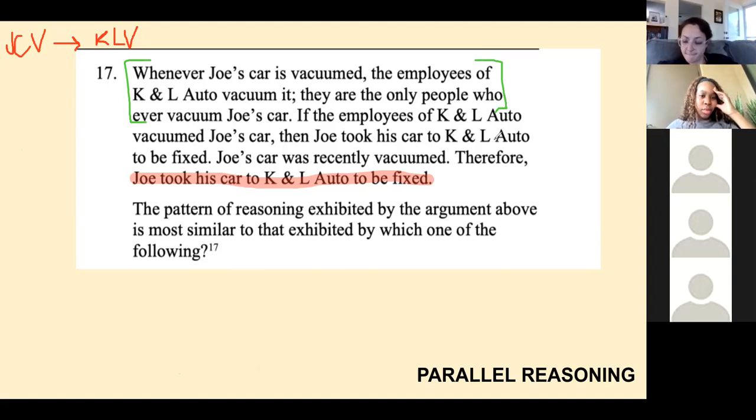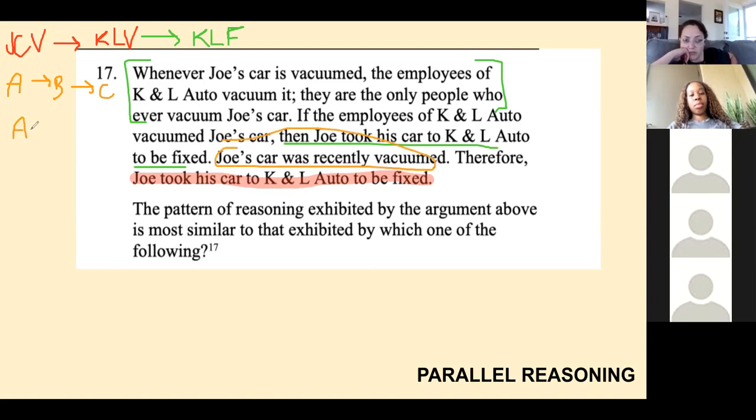If the employees of K&L Auto vacuum Joe's car, then Joe took his car to K&L Auto to be fixed. So we get to add this on to our sentence because it's the same thing, and we're saying it went to K&L Auto to be fixed. Joe's car was recently vacuumed. Therefore, he took it to be fixed. So if I were to prephrase our argument, it's going from if A to B to C, and then it gives us A, therefore C happened.